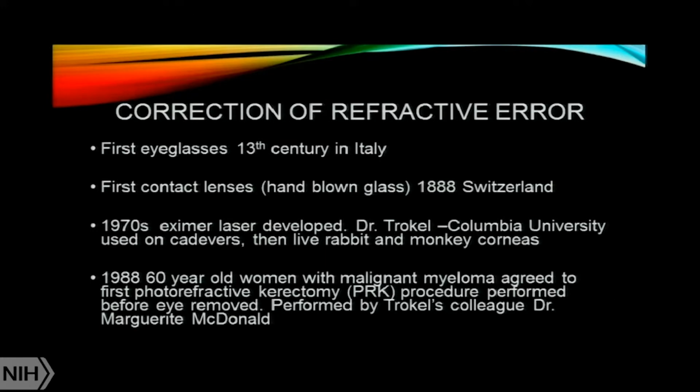And in the 1970s, the excimer laser was developed, and Dr. Trokel from Columbia University was the first person to use this laser on rabbit and monkey cadavers, and then live rabbit and monkey corneas. And in 1988, a 60-year-old woman volunteered to be the first person to have a photorefractive keratectomy done. She had malignant melanoma and the eye was being removed, so she agreed to have this procedure performed. So she had the first PRK done, and this was done by Dr. Trokel's colleague, Dr. Marguerite McDonald.